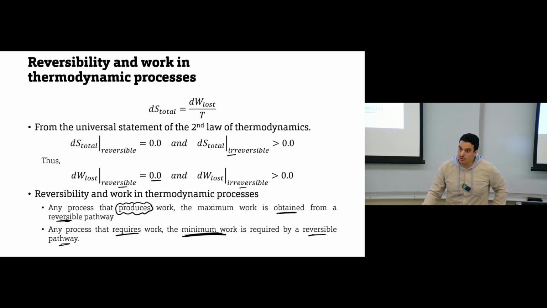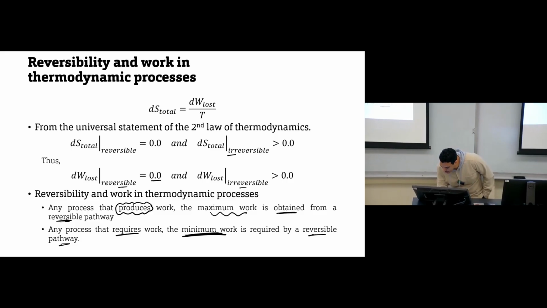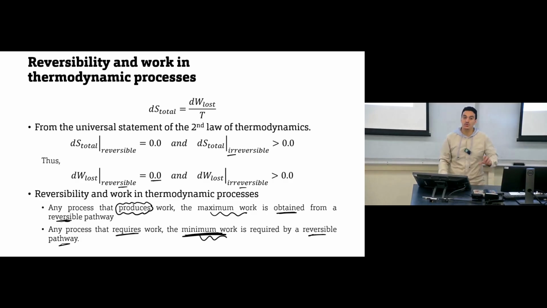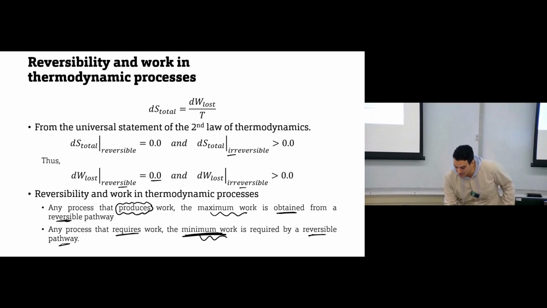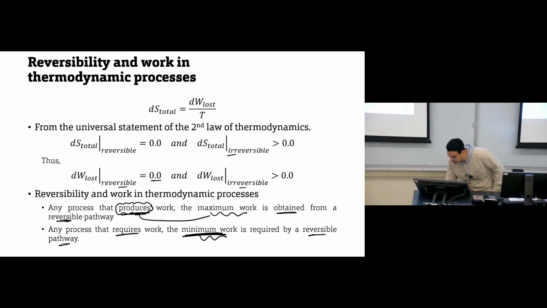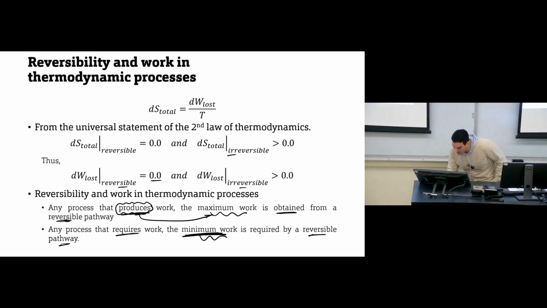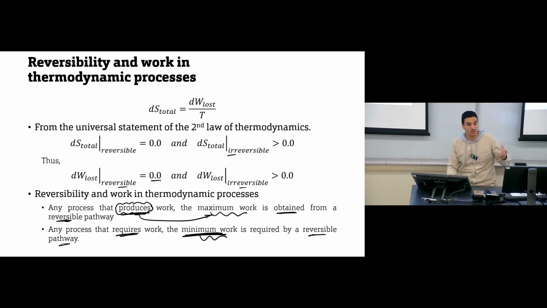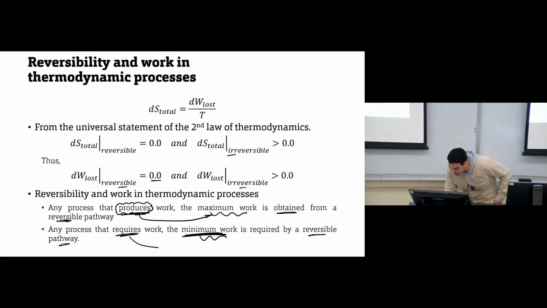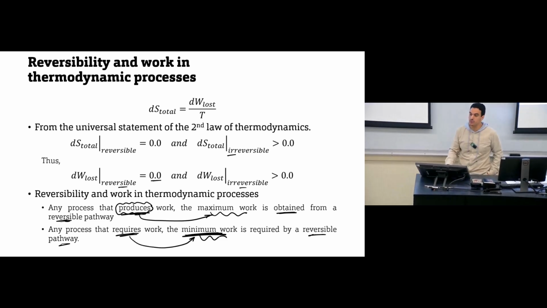So the reversible process can be related to the maximum work or the minimum work based on the objective of the process. Does it produce work? Then you will obtain the maximum work for a reversible process. If the process requires work, consumes work, then the minimum amount of work will be consumed if your process is reversible.